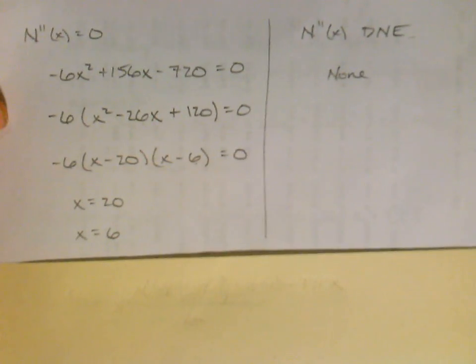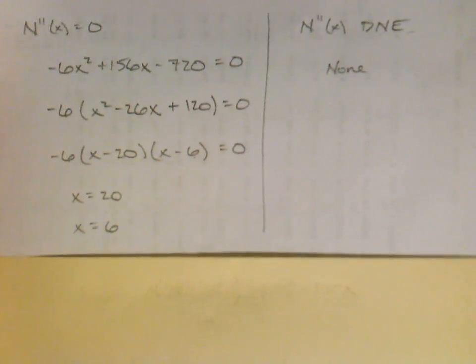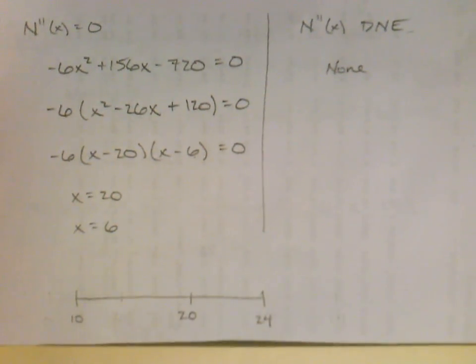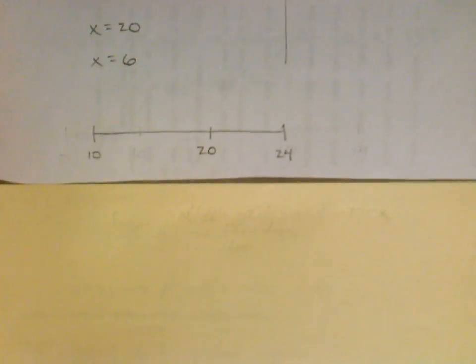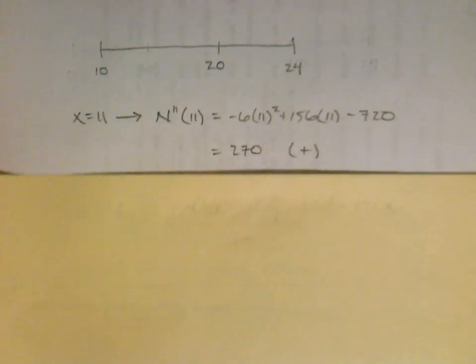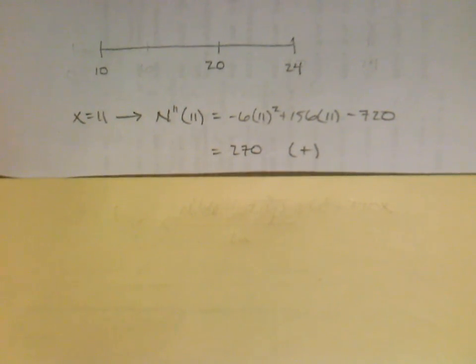Kind of something similar to the last problem. Our domain is only from 10 to 24. So when we get that 6, we can just cross it right out. We don't need to consider that one. Only the 20 falls between. And well, you know what's next. We're going to test each interval. So I'll just go ahead and show you.